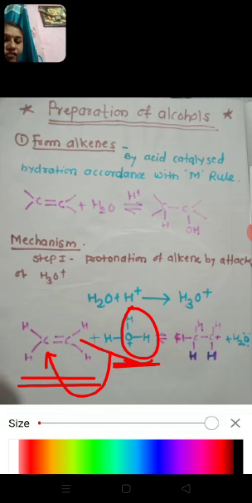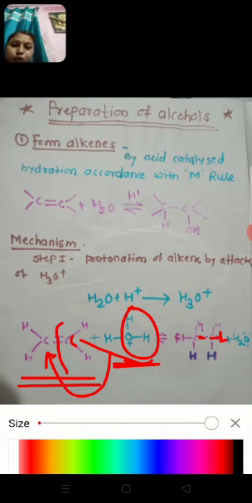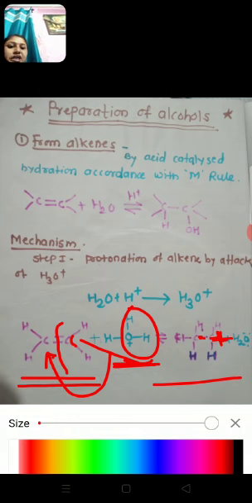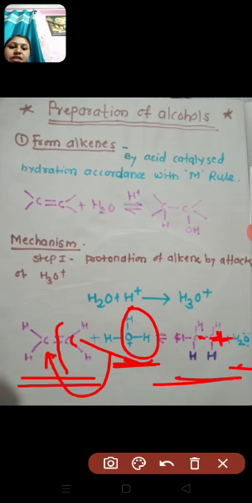When we add the H plus to this carbon atom, this bond gets broken and a single bond is developed, and the tetravalency of carbon is disturbed, and hence this carbon acquires a positive charge. H2O is released. Here a carbocation is formed. This is the first step.